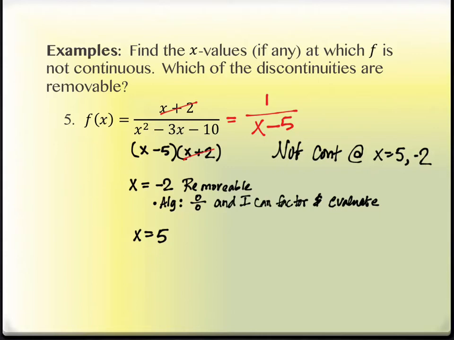1 over 1 over negative 3, or negative 1/3. So I can evaluate the limit, and it will be equal to negative 1/3. That's what algebra says I'm able to do. If I look at it from a graphical approach, what happens here? There's a hole.